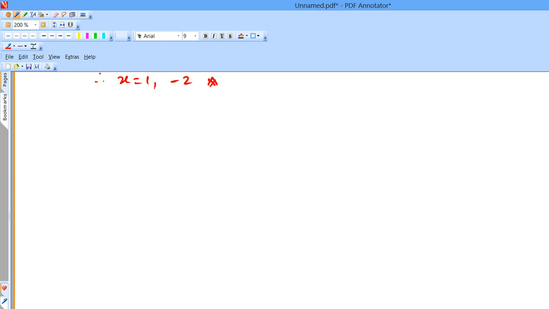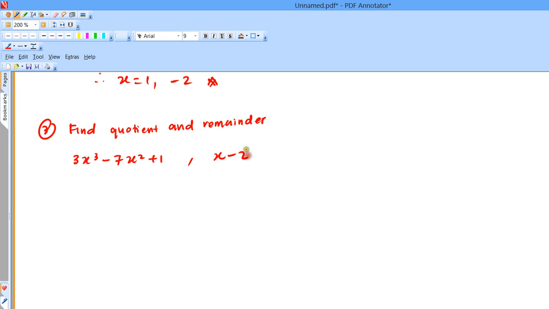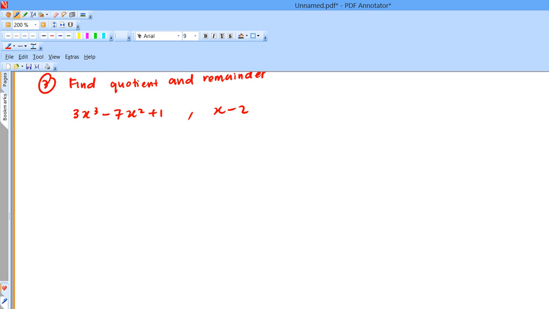Okay, next, example number 3. We want to find the quotient and remainder for the cubic expression 3x cubed minus 7x squared plus 1, and we want to divide with x minus 2. So just need to set up the cubic expression inside. So you have 3x cubed minus 7x squared plus 0x plus 1 divided by x minus 2.